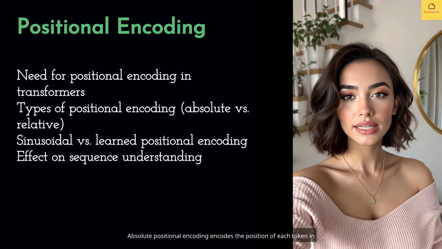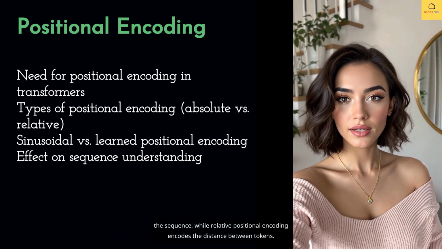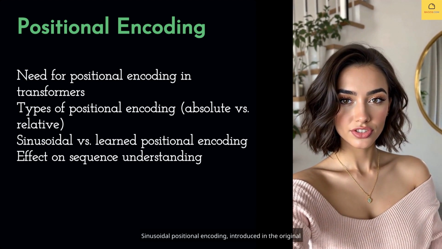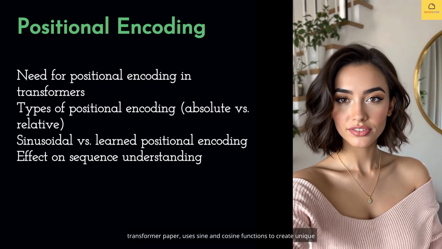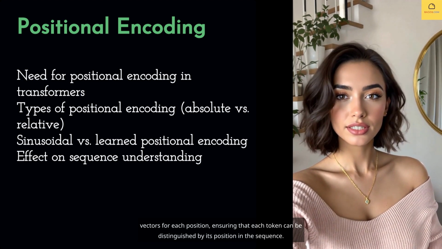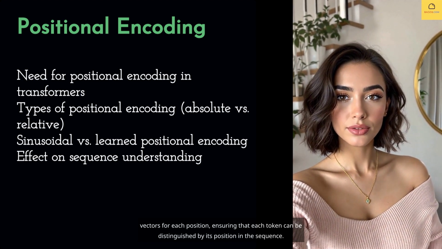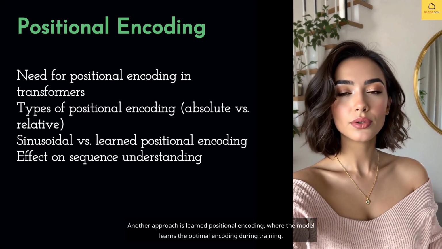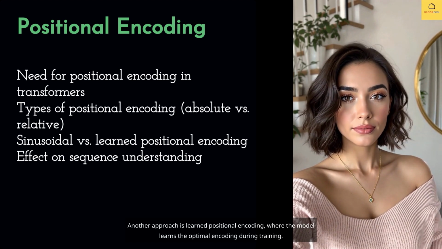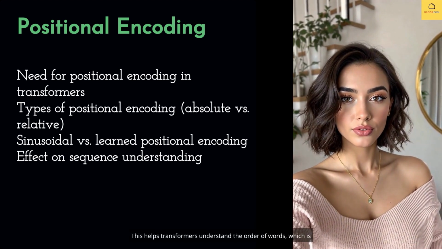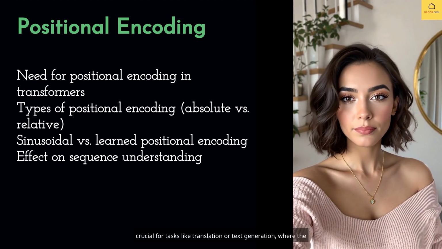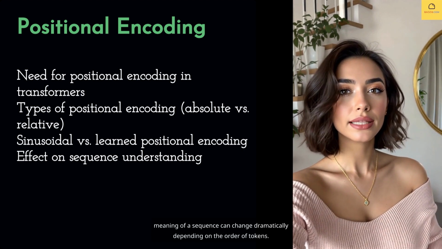Absolute positional encoding encodes the position of each token in the sequence, while relative positional encoding encodes the distance between tokens. Sinusoidal positional encoding, introduced in the original transformer paper, uses sine and cosine functions to create unique vectors for each position, ensuring that each token can be distinguished by its position in the sequence. Another approach is learned positional encoding, where the model learns the optimal encoding during training. This helps transformers understand the order of words, which is crucial for tasks like translation or text generation, where the meaning of a sequence can change dramatically depending on the order of tokens.